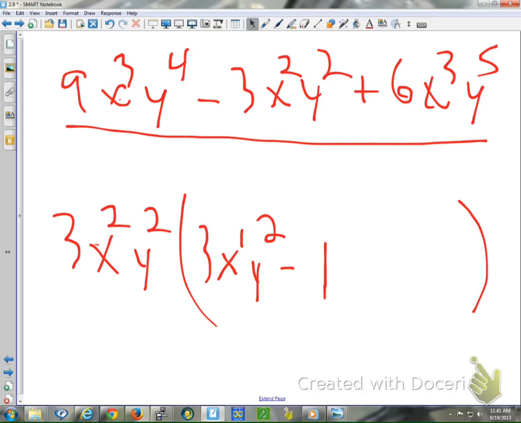You have to put in a 1 if everything cancels. Otherwise, if you leave that blank, if you were to try to multiply back through to get your original, you wouldn't, because this middle term would just vanish. So the answer is 3x squared y squared times the quantity 3x y squared minus 1 plus 2x y cubed. Questions on that one? I'm glad you think this is easy.